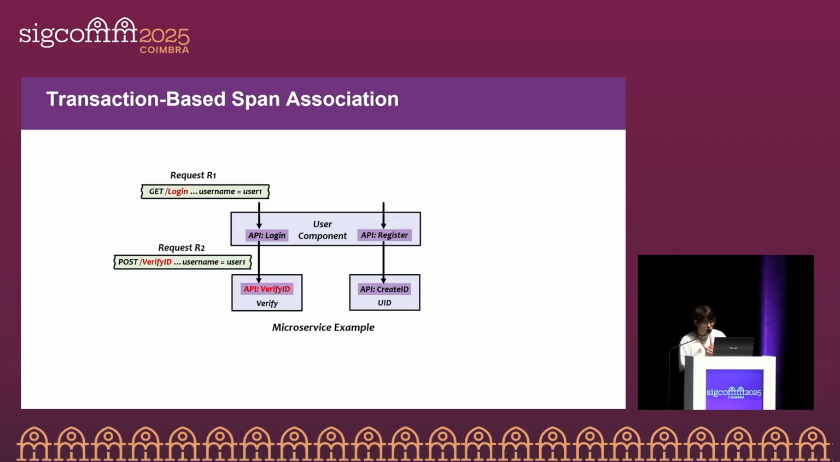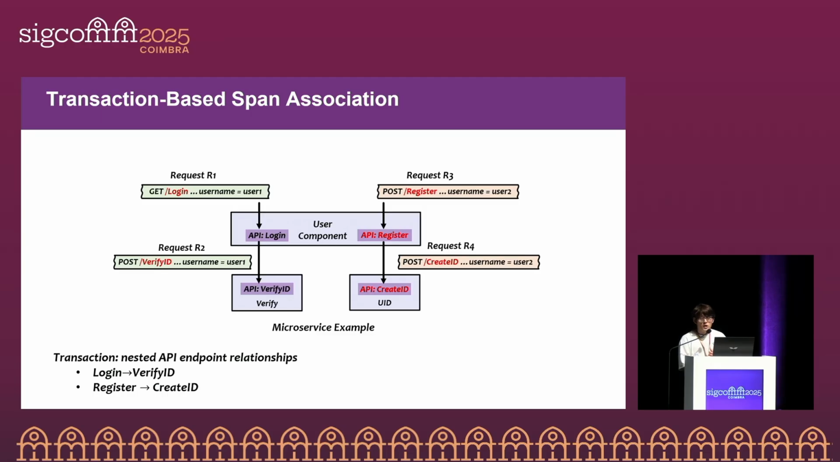Similarly, register and ID query form another distinct transaction type. The core principle of transaction-based request correlation is that requests from different transaction types can't be associated with each other. For instance, in this example, the outgoing request R2 shares the same transaction type as the incoming request R1, so they can be correlated. However, no association should exist between R1 and R4.